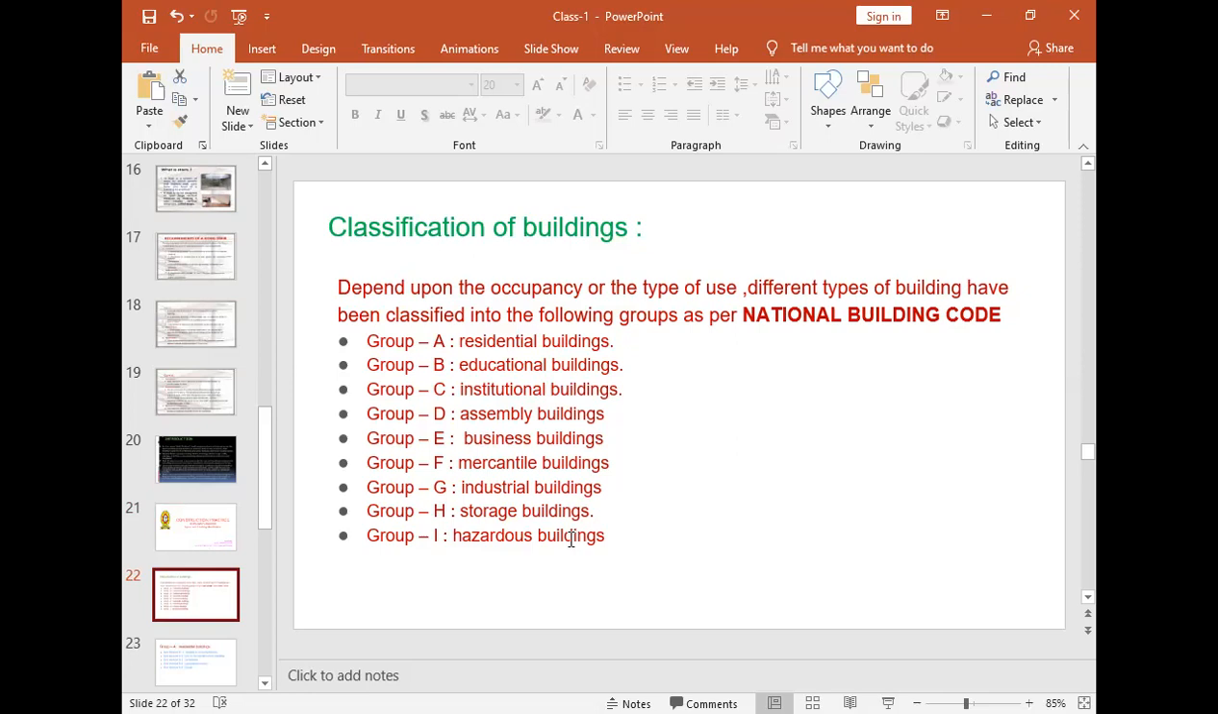In that, group A is residential buildings, group B is educational buildings, group C is institutional buildings, group D is assembly buildings, group E is business buildings, group F is merchandise buildings, group G is industrial buildings, group H is storage buildings, and group I is hazardous buildings. These are the building classifications as per the National Building Code.